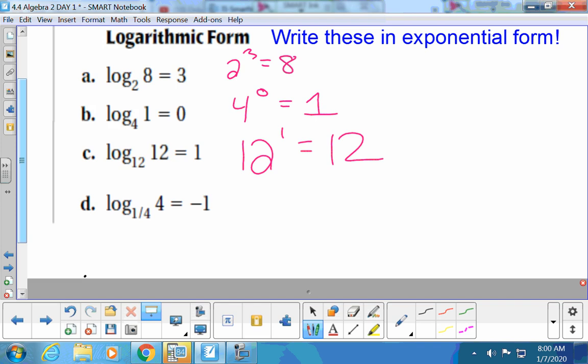Ooh, this is where it starts getting weird. We have a fraction this time. What would this look like in exponential form? How about Hunter? 1/4 to the negative, I'm going to put it in parentheses, just make it look nicer. Okay. Good job. 1/4 to the negative 1 power equals 4. It's weird when fractions get involved. It's a little more challenging.